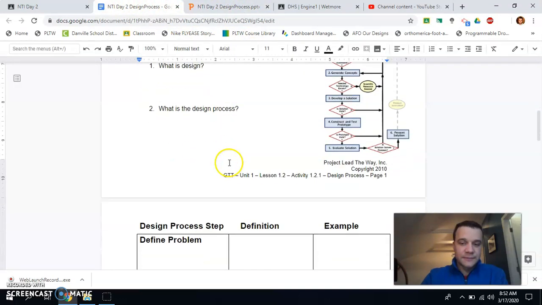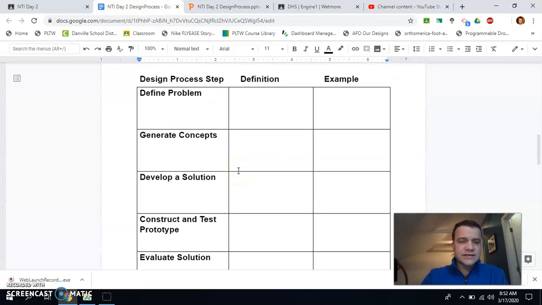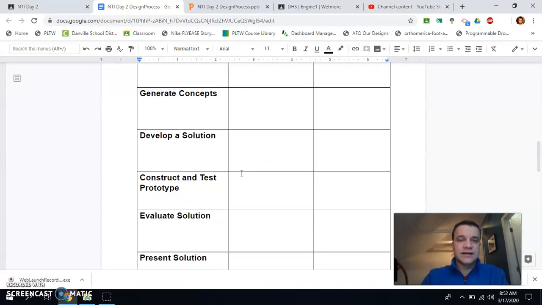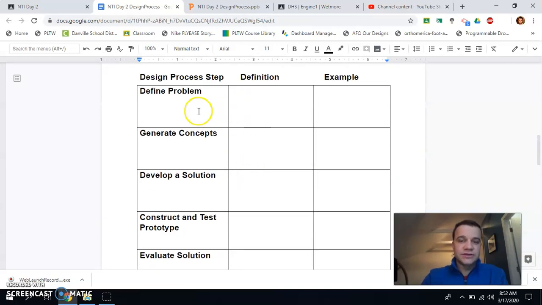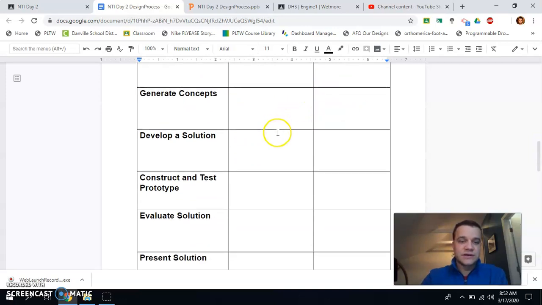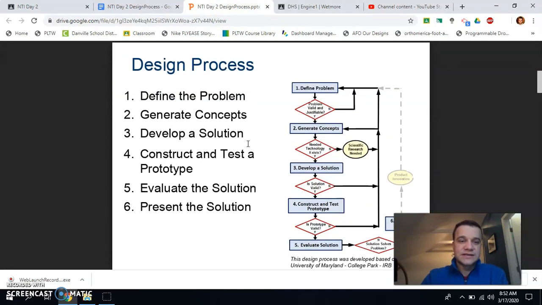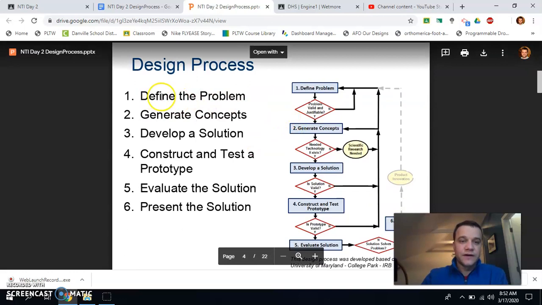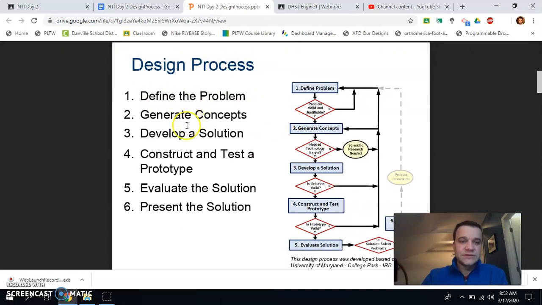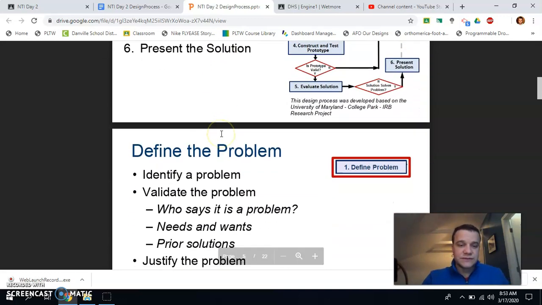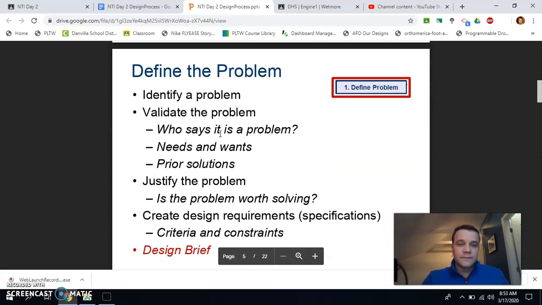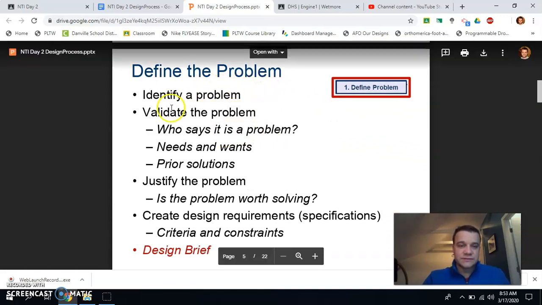If we go back here, now you're going to see a table on the second page that's going to ask you to give a definition and an example for each step of the design process. Over here on your PowerPoint, if we keep going down through there, you're going to see those steps listed. Define the problem, generate concepts, develop a solution, construct and test a prototype, evaluate the solution, and present the solution. Then you'll see down through here an explanation for each one of those steps.